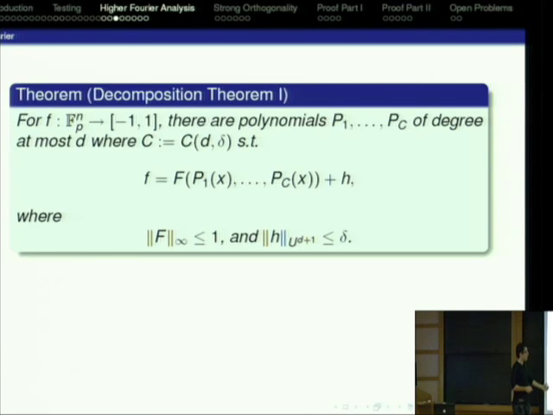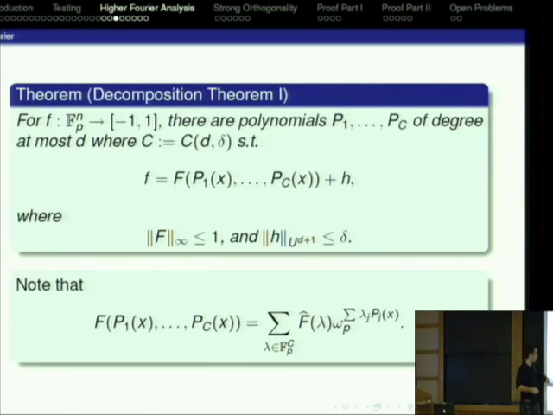Now, if we write the Fourier expansion of this f, we'll get the following formula. For every lambda in F_p^c, we get f hat of lambda times the exponent of a linear combination of these polynomials. This gives a hint of higher degree Fourier analysis. We are able to write this as a linear combination of these things which are supposed to substitute characters.